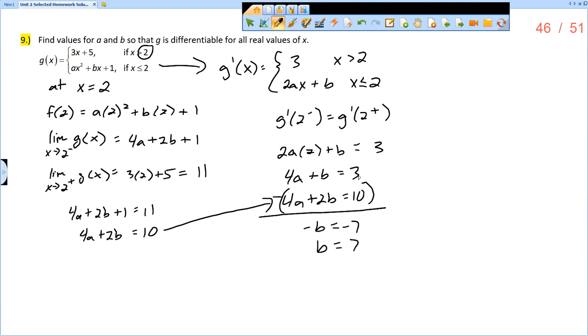Now we pick one of the two equations. How about this second one there? So 4a plus b, which is 7, equals 3. All right. So 4a equals, I'm going to subtract 7, so negative 4. So a is equal to negative 4 over 4, or negative 1.